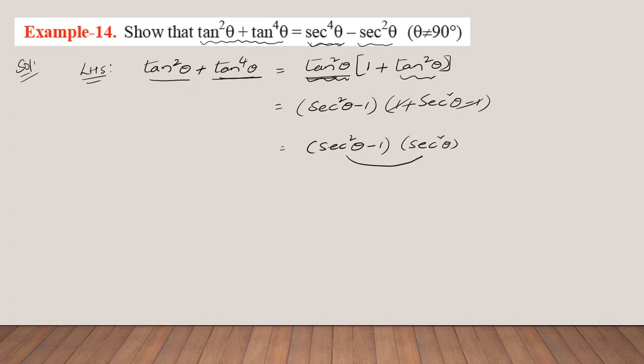Now this secant square theta minus 1 should be multiplied with secant square theta. So then what am I going to have? I am going to get secant power 4 theta minus secant square theta, which is nothing but my right hand side. So likewise you can prove this particular question, right?